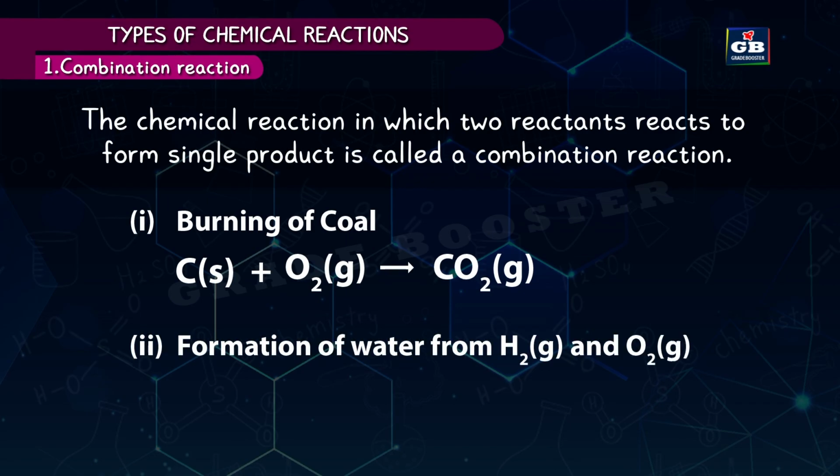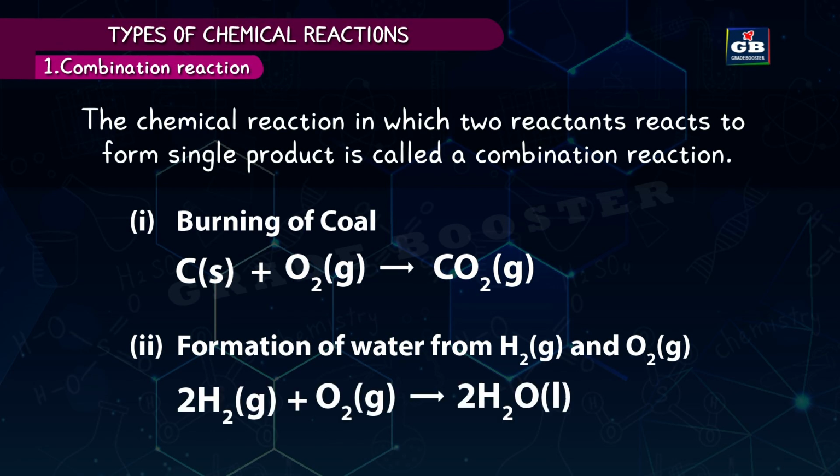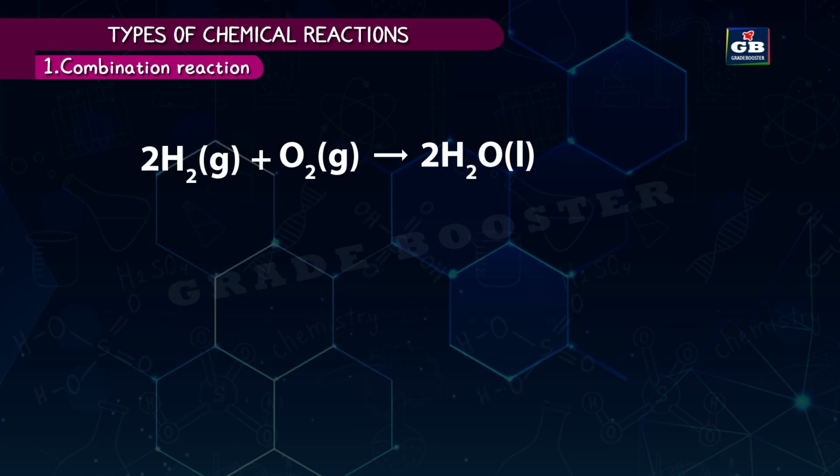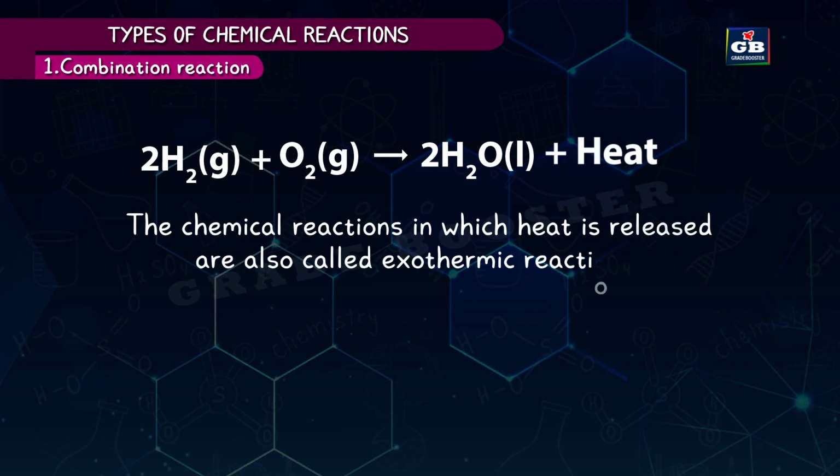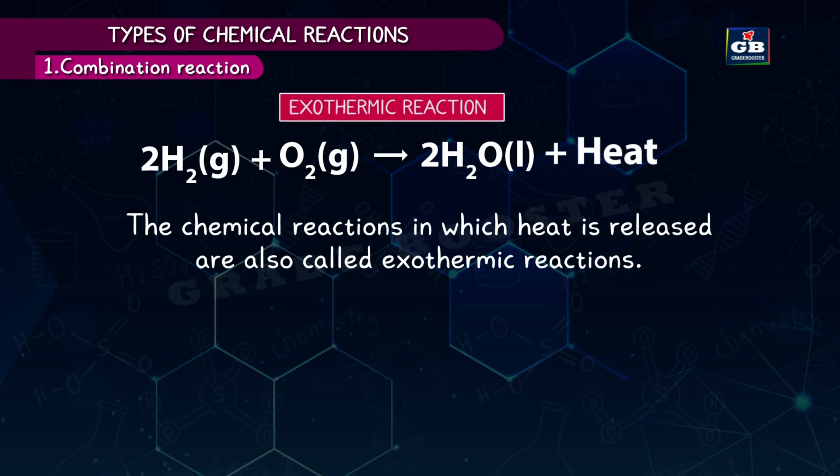And second one, formation of water from H2 and O2. H2 plus O2 gives rise to 2H2O. Hydrogen plus oxygen gives rise to water. Here also 2 reactants, hydrogen and oxygen, are combining to form a product, water. So in this particular reaction, heat is also released out. The chemical reactions in which heat is released are called exothermic reactions.